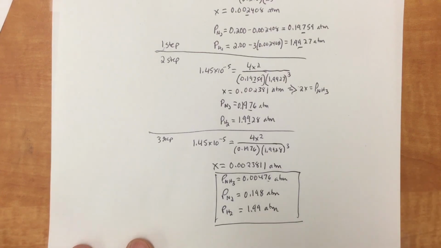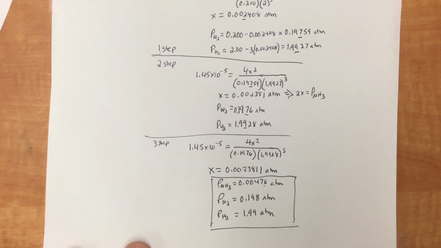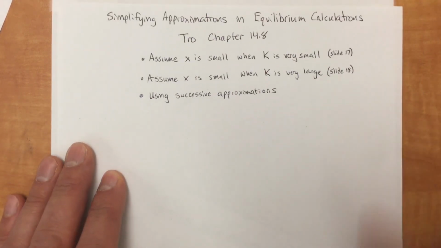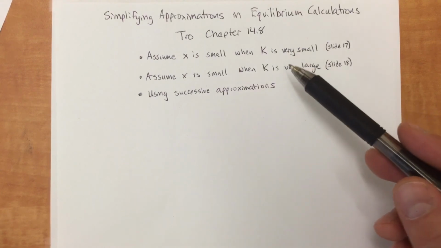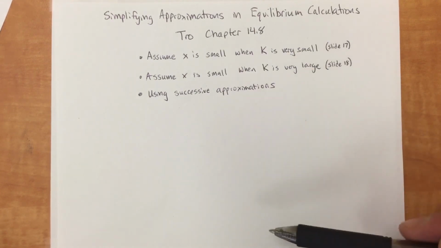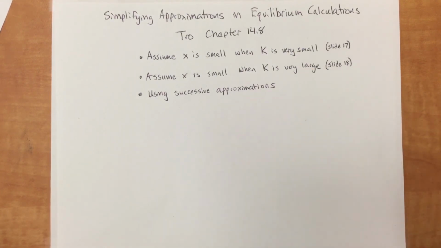Okay, that concludes this video where we have discussed simplifying approximations in equilibrium calculations. We dealt with when K is very small, when K is very large, and finally using successive approximations.